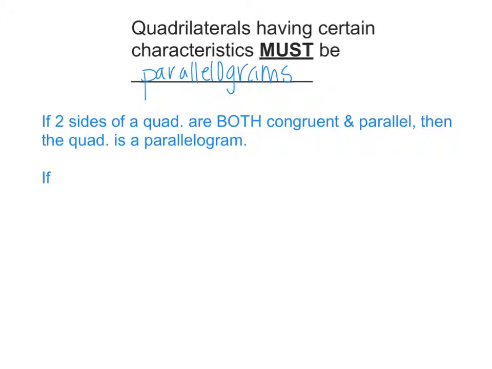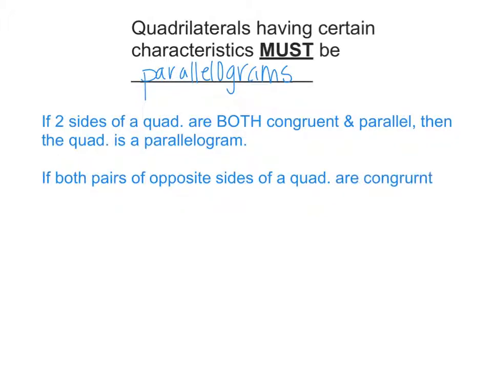We also know if both pairs of opposite sides of a quadrilateral are congruent, then the quadrilateral is a parallelogram.